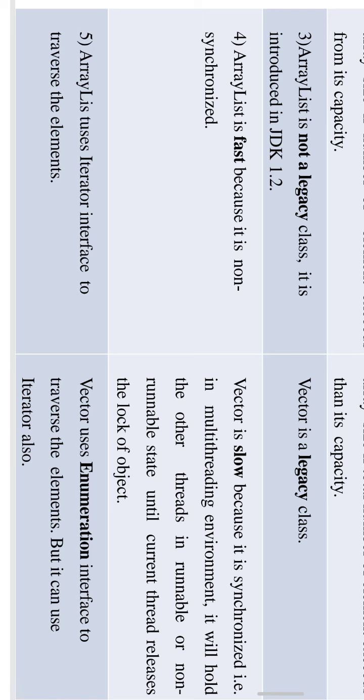So this is about the vector class, and these are the differences between array list and vector class. These are the five major differences between array list and vector class. This is about the sum. In this video we covered the linked list collection and vector collection, and the differences between array list and linked list. So thank you.